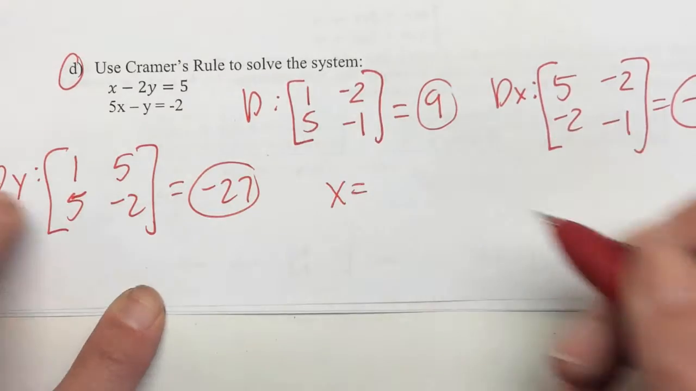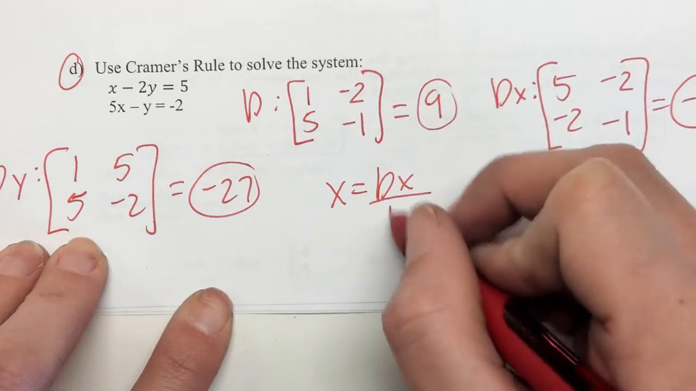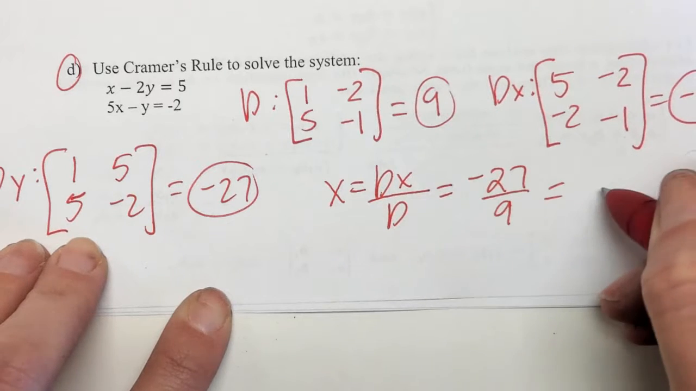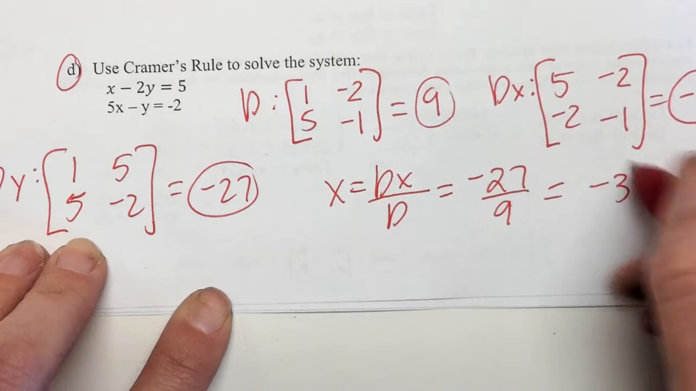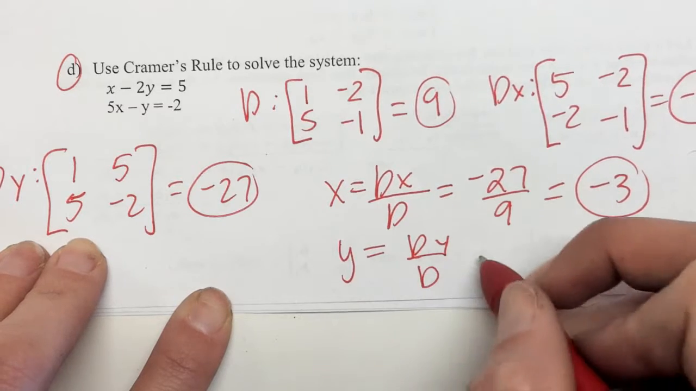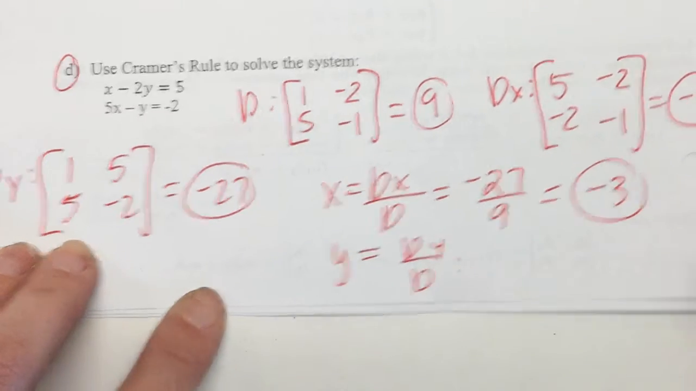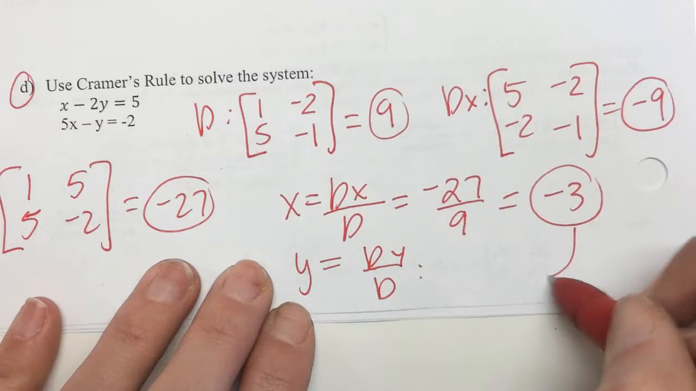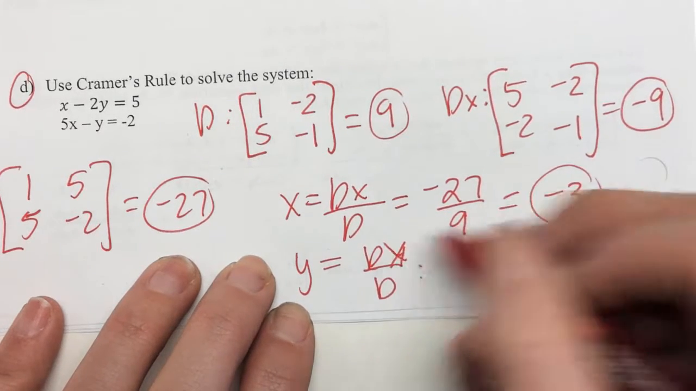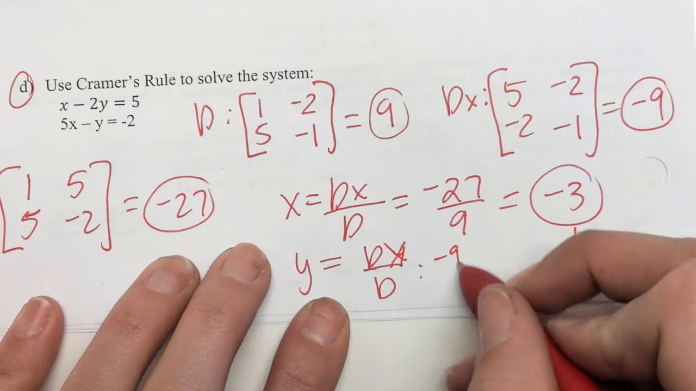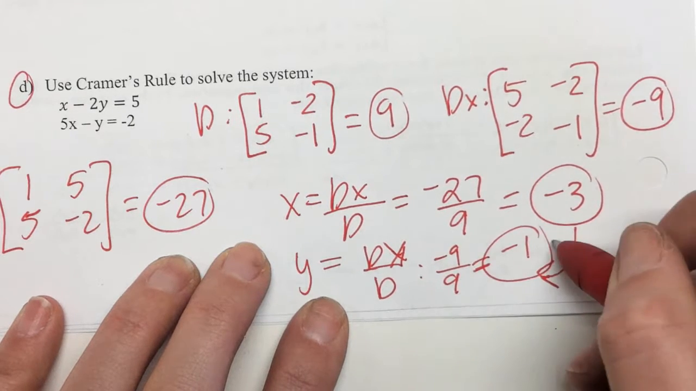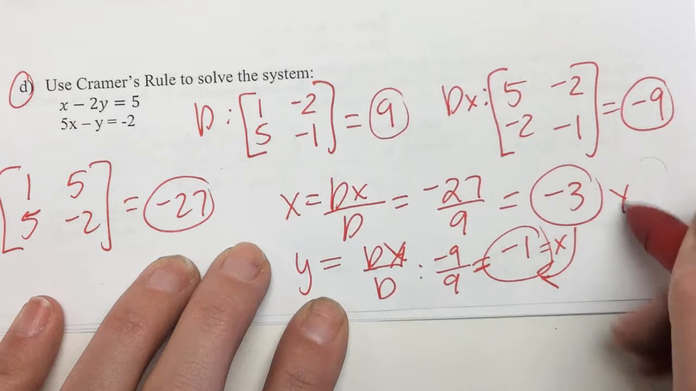So x is going to be Dx over D, which is going to be negative 27 over 9, which is what? Very good. Our y value is going to be Dy over D, which is, oh man, I put the wrong one. Y is negative 3, because that's Dy. Dx over D is going to be negative 9 over 9, which is what? Yes, so x is negative 1, y is negative 3.